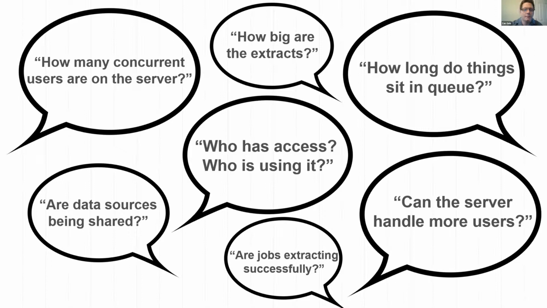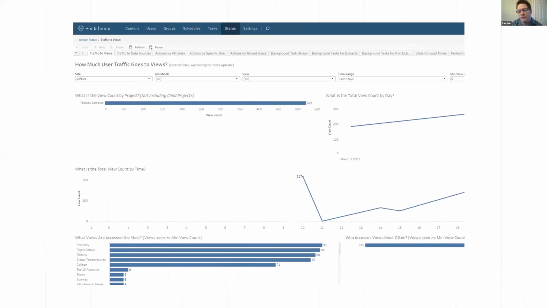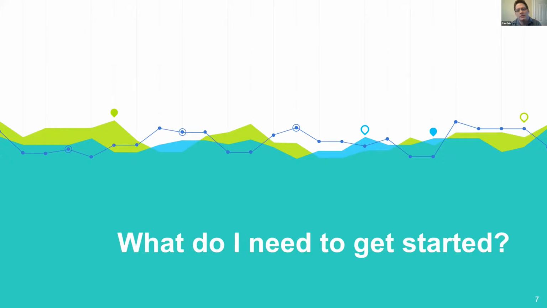There are some things that are built into server that allow you to get some information, but some of those are pretty bare bones. So here's an example of traffic to views. This is a very simple data set, and it's very, very light on information. It's very high level. It kind of helps if you just need to know a very light level of information, but if you want to go any further, it really doesn't do the job. There's information here about specific user activity, background task, different things like that, but it just doesn't go very far. So that's why we need to actually get started with something different.